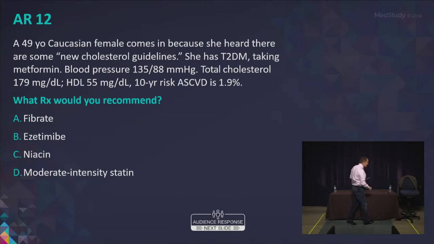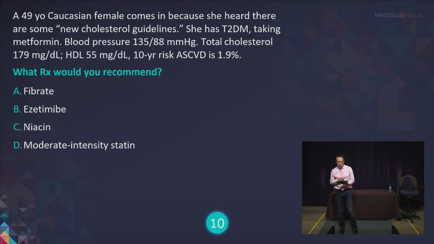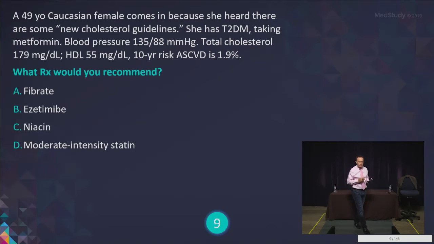So she's got type 2 diabetes and is taking metformin. Blood pressure's okay. Total cholesterol 179, HDL 55. Her 10-year ASCVD risk is 1.9%. So the question is, what should you recommend for her based on the new guidelines? Fibrate, ezetimibe, niacin, or moderate intensity statin? Let's see how the 100%ers are doing.